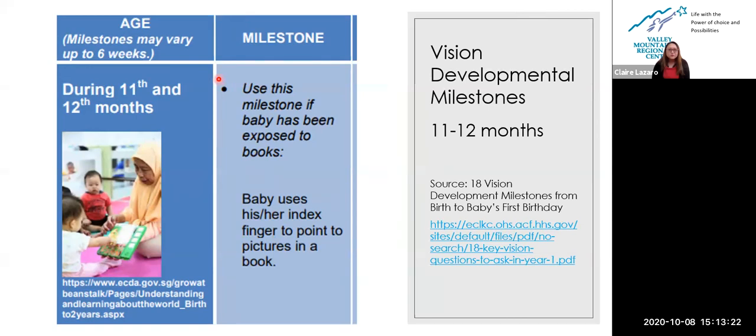For the 11th to 12th month, you want to use this milestone and see, has the baby been exposed to a book or not? If a baby has been exposed to a book by 11th or 12th month, then you want to see that the baby is able to point their index finger to a picture in the book. Like in this picture here, the baby's trying to point at an area in the book because the baby has been exposed to a book. It's as if they're reading something. So that's what you want to see by 11th or 12th month. That's what you're expecting them to see.